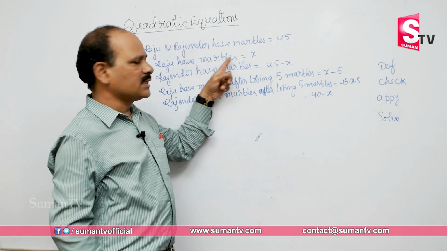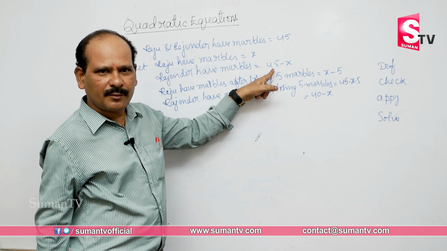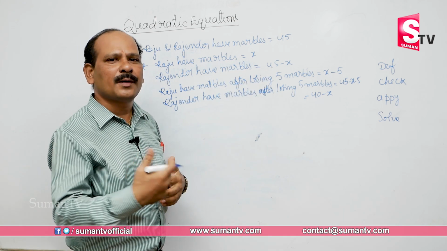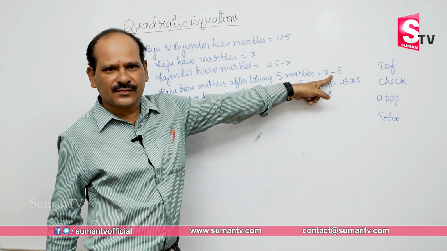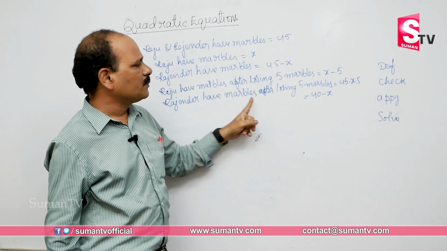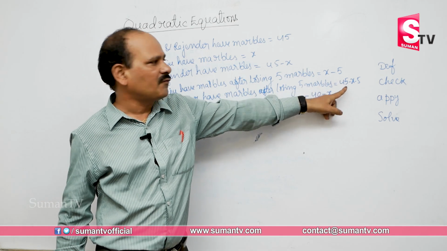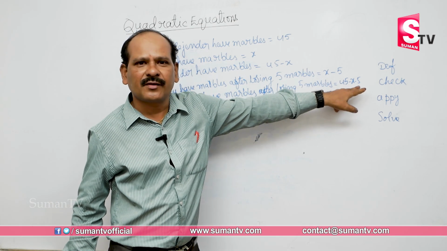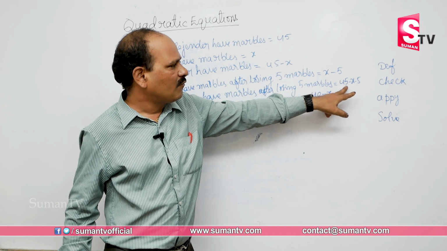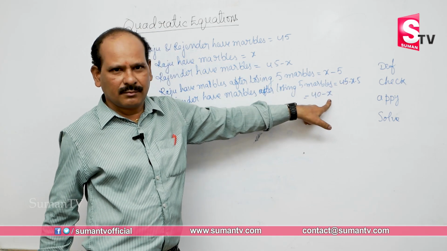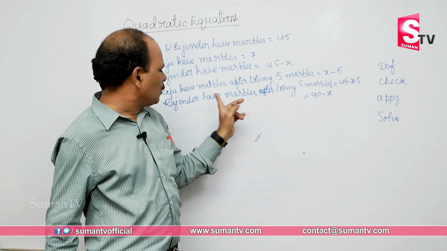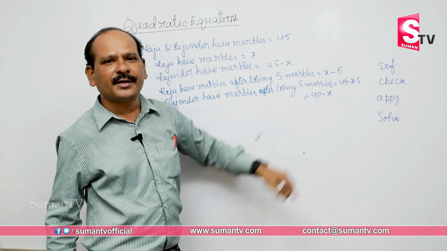Previously Raju had x marbles, Rajender had 45 minus x marbles. After losing 5 marbles each, Raju has x minus 5. Rajender has 45 minus x, and again we subtract 5 from this, so 45 minus 5 is 40, minus x remains minus x. So now Rajender has 40 minus x marbles.